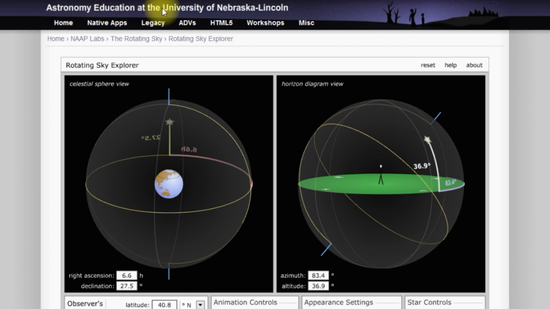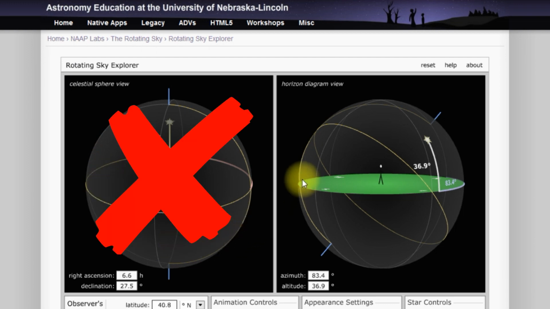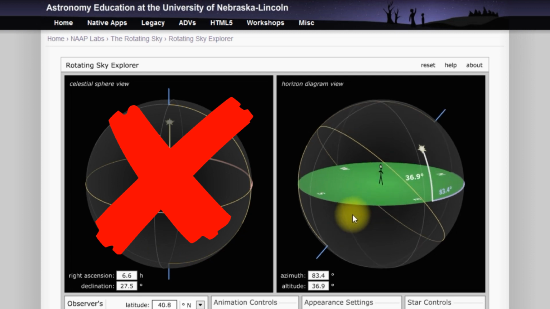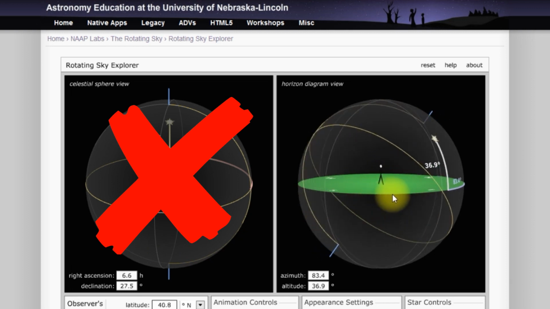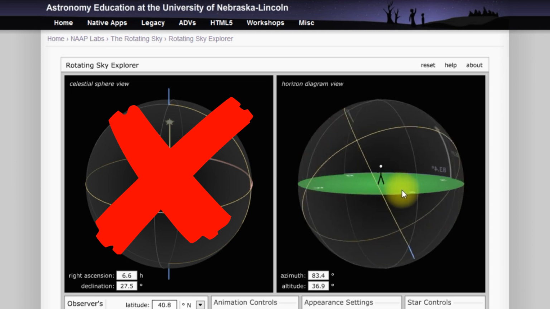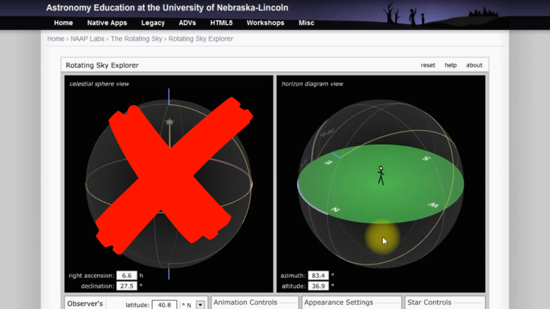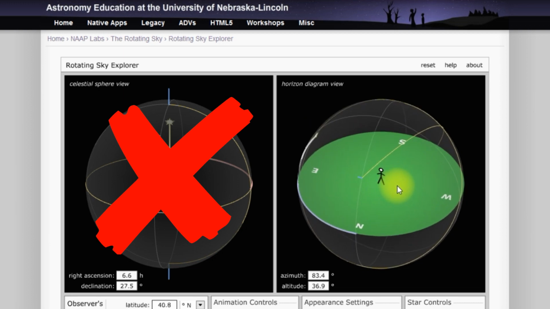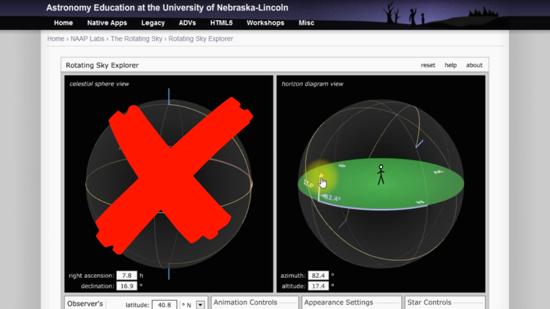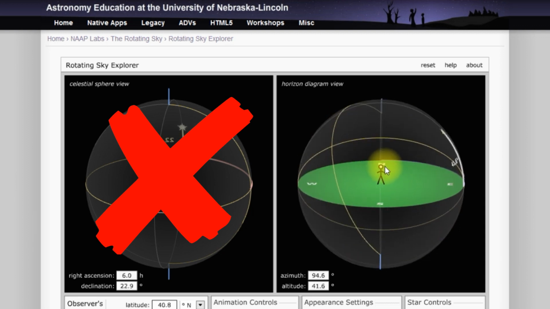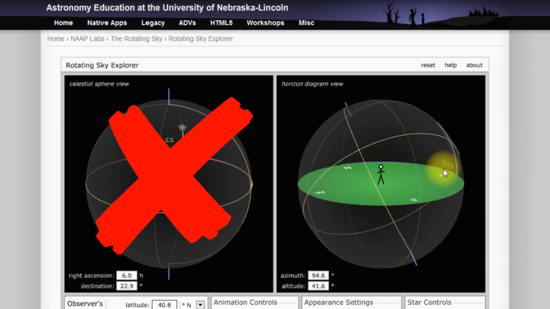Here we are in a website from the University of Nebraska, Lincoln. You can ignore the celestial sphere view. Let's just focus on the horizon program view. You see how flat the person stands. They always consider flat surface, which they call the equatorial horizon. You can move the stars up and down, but the surface where the person stands is always a flat plane. Now that's the personal dome. It's where as much as the person can see.